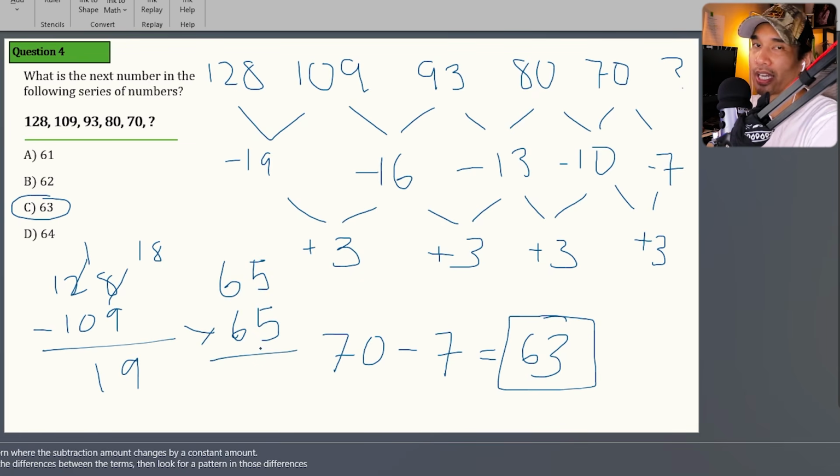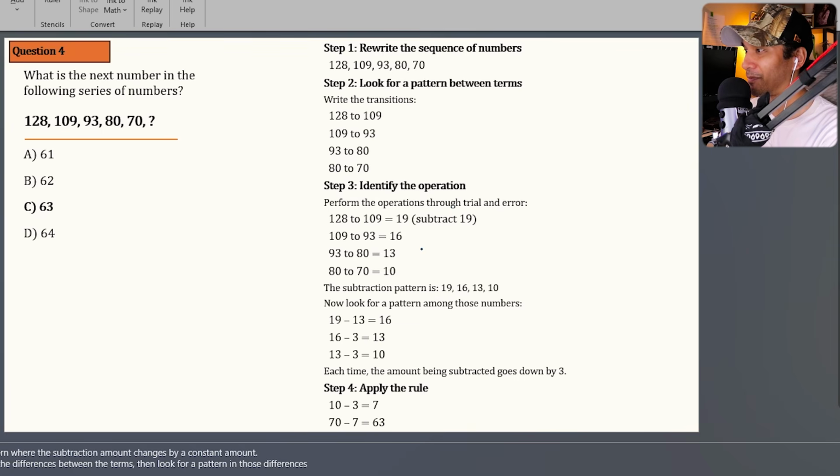And well, can you do this in your head? No, you're gonna have to write it down. Okay, have some humility. You're gonna write it down. So here it's subtract 19. 128 to 109 is subtract 19, subtract 16, subtract 13, and so on and so forth.